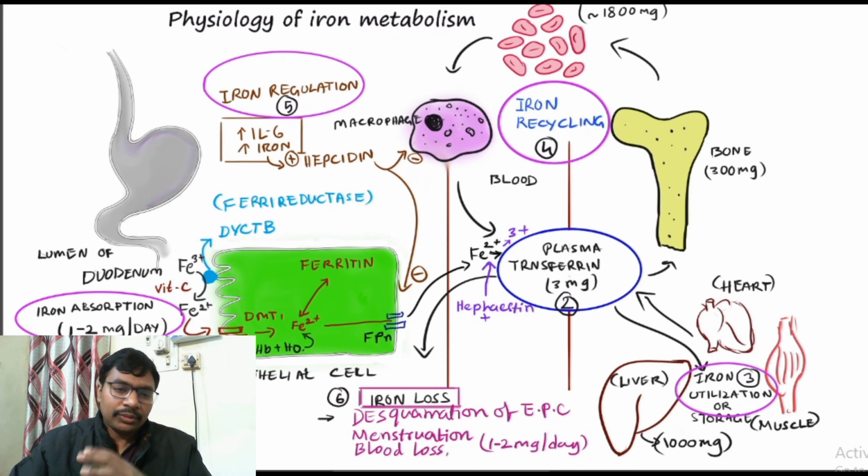So the total iron requirement of our body is 1 to 2 milligrams a day. Oxygen transportation, DNA synthesis, electron transport and oxidation-reduction processes, these are very important physiological phenomena which are driven by the iron metal in our body. This is all about the iron metabolism.